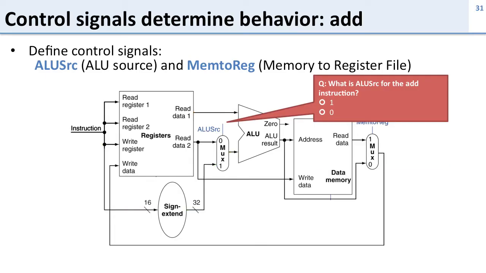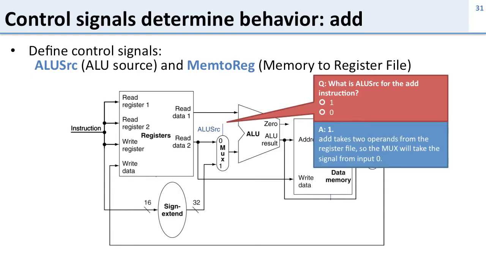Here's another question for the instruction add. This isn't an immediate instruction, this is an R instruction, so just add. What is the value of this mux going to be for that? Well, it's going to be 0, because the add instruction takes two operands from the register file. The first one comes from the register file here, and the second one is going to go through the mux directly from the register file.